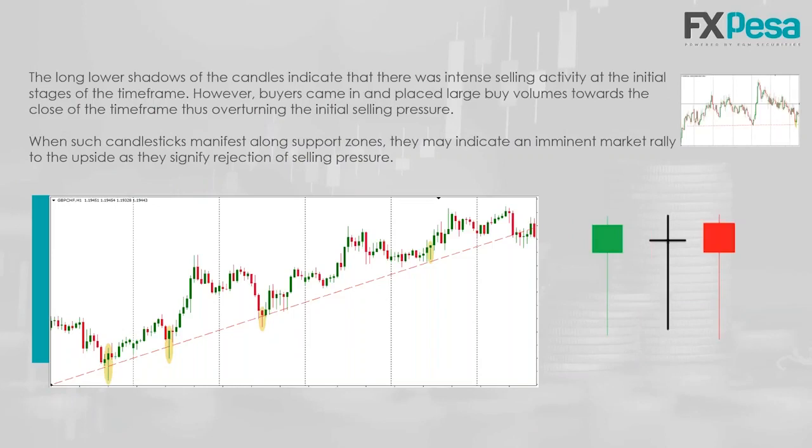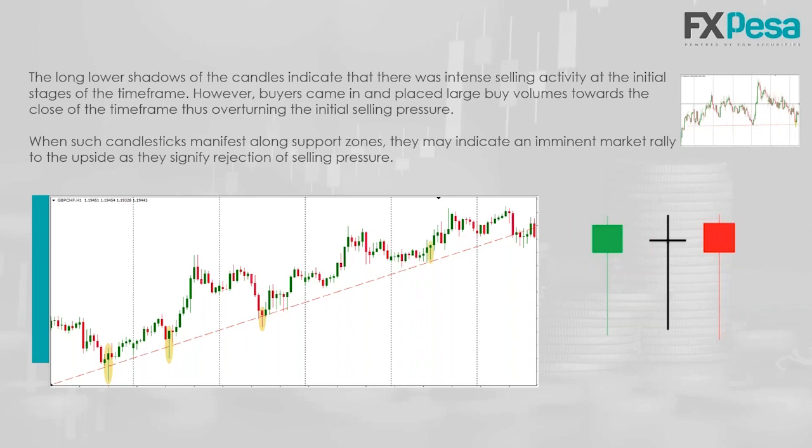Looking at that chart here, just as an example, the long lower shadows, of course, indicate that there was intense selling activity initially. Remember, the price was there, right? And then the buyers came in and placed large buy volumes towards the close of the time frame. That's overturning the initial selling pressure. So when such candlesticks, of course, form along the support zones, like you can see on that support trend line, that's when it's an indication that there is an imminent market rally towards the upside, right?